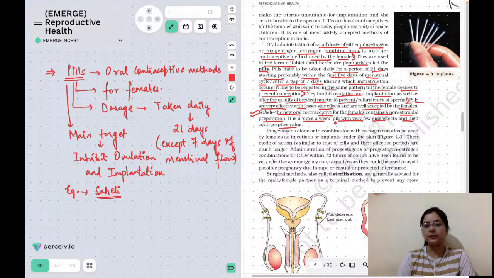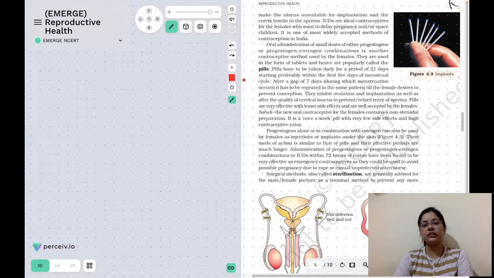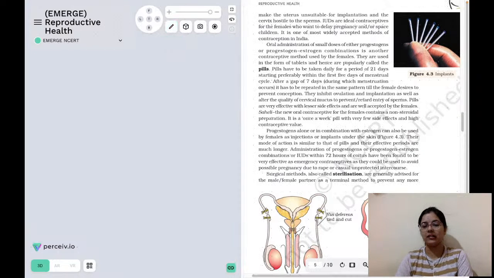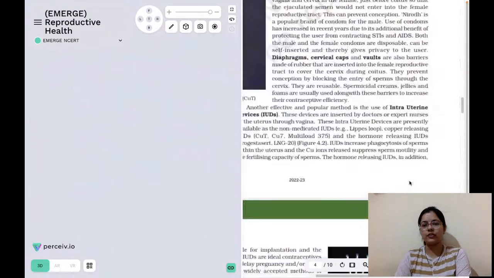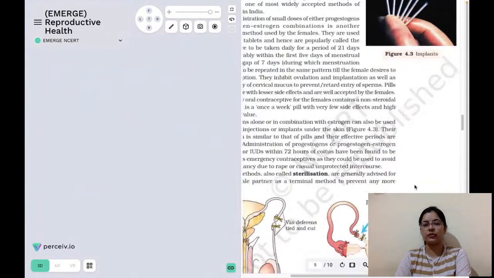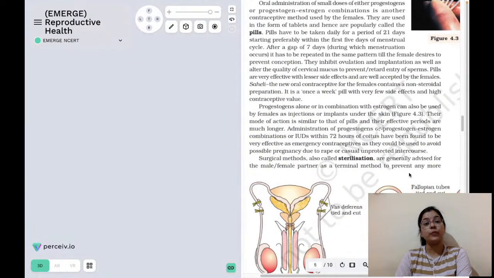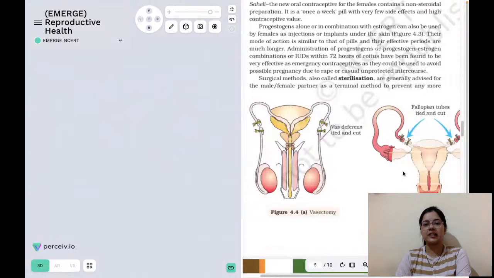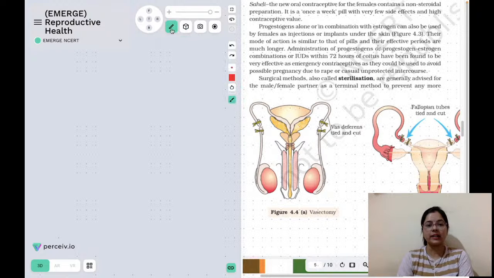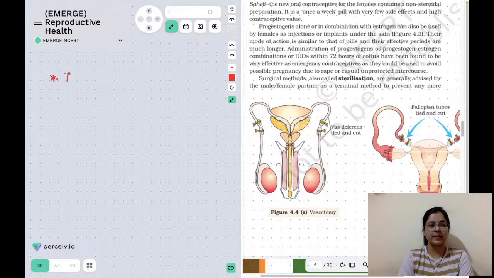Now apart from that, progestogens. So that is about pills. Now let us take a look at the next important method through which the chances of pregnancy can be prevented, and that is basically injectables or implants. So this is basically called injectables.